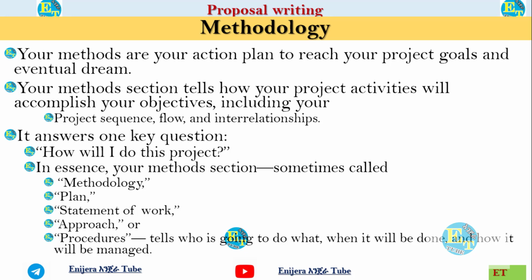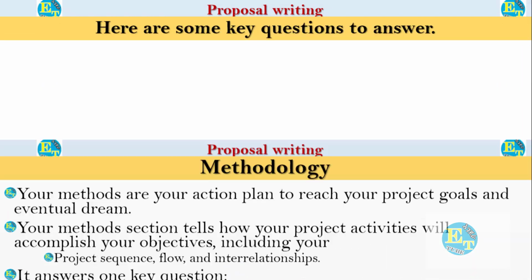እንዴት ልሰራው እችላለሁ የሚለውን ይመልሳል። In a sense, your method section, sometimes called methodology or plan or statement of work or approach or procedure, tells who is going to do what, when it will be done, and how it will be managed. Generally, it is a good direction to do your task. It is good direction. You have to follow your methodology to finish your task.